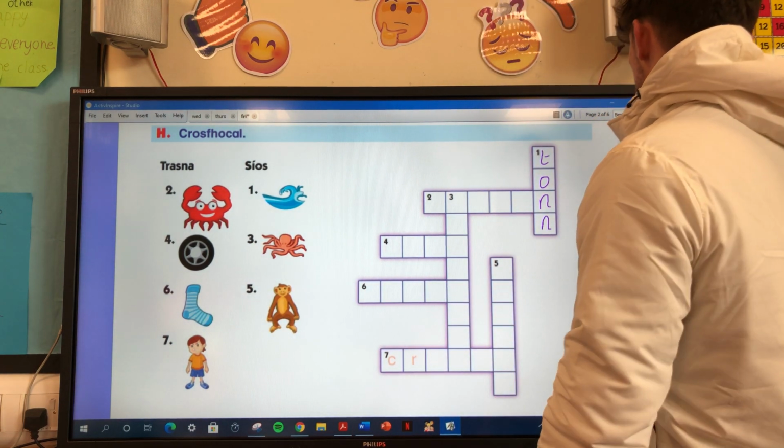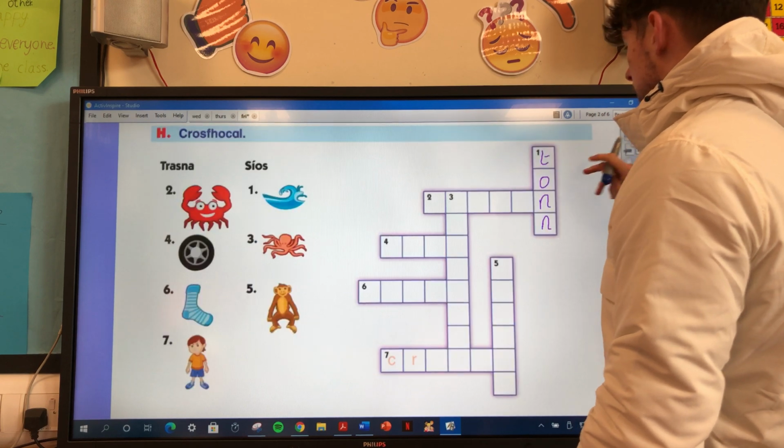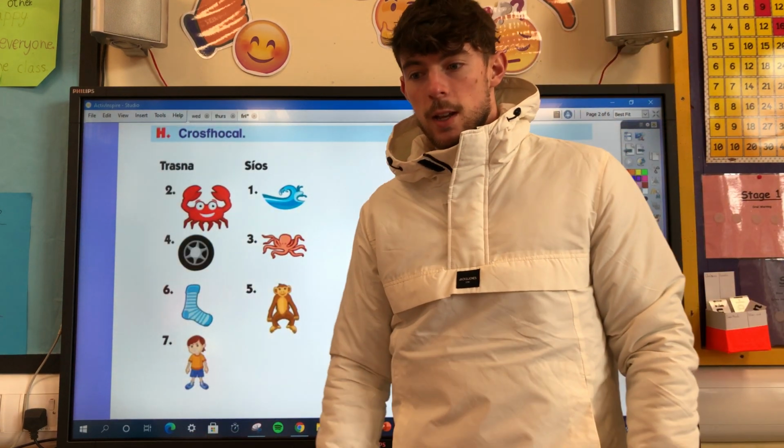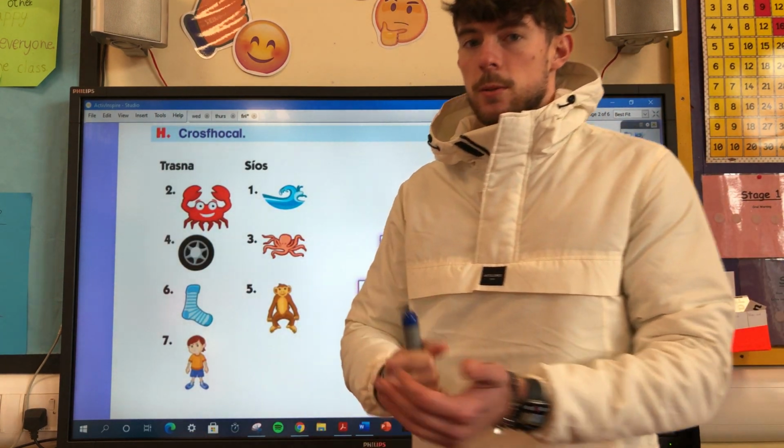And that's all you have to do for Irish, right? So it's very simple, very easy. Just to make sure you know all the words, right?